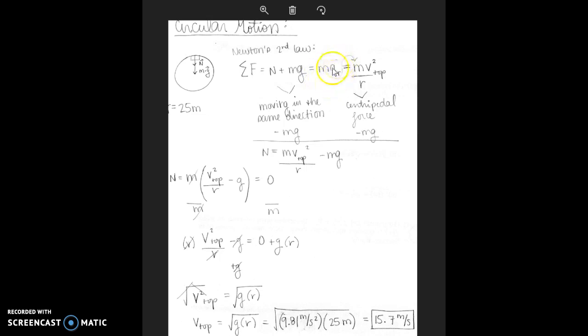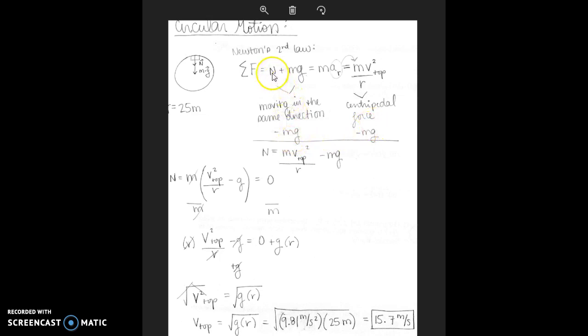Well, the radial acceleration is equal to the velocity squared over r, and we still have this mass here, and so our second portion of this equation is going to become this. So we have the normal force plus mass times gravity is equal to the mass times velocity squared divided by r, or the centripetal force.